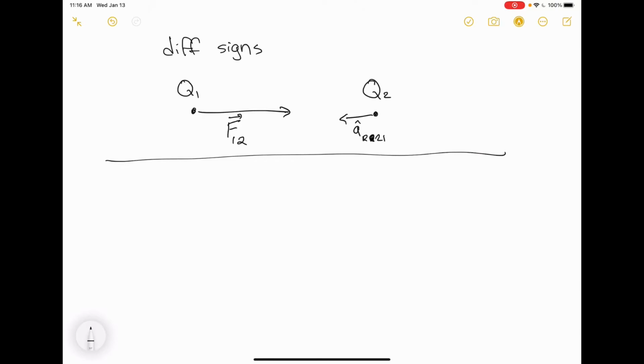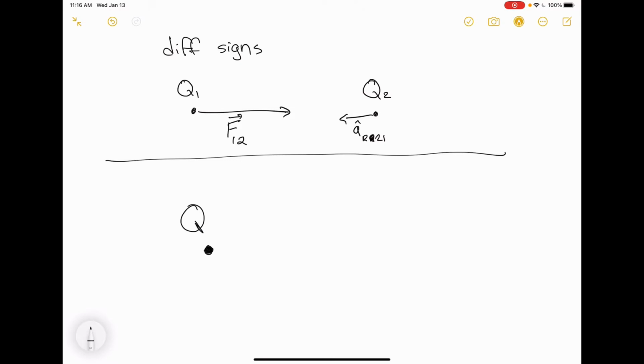What if there's only one charge present? If there's only one charge, there's no force, because Q2 would be 0. But we'd still like to be able to describe that physical situation as though we're thinking about what would happen if you hypothetically put a charge in the vicinity of a charge that already exists. So we're going to say that we have one charge here.